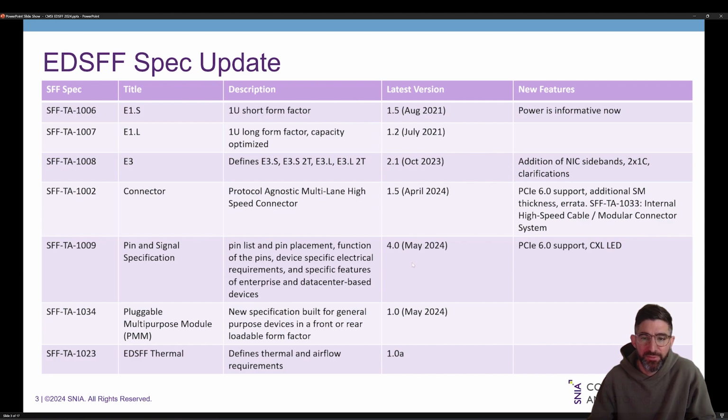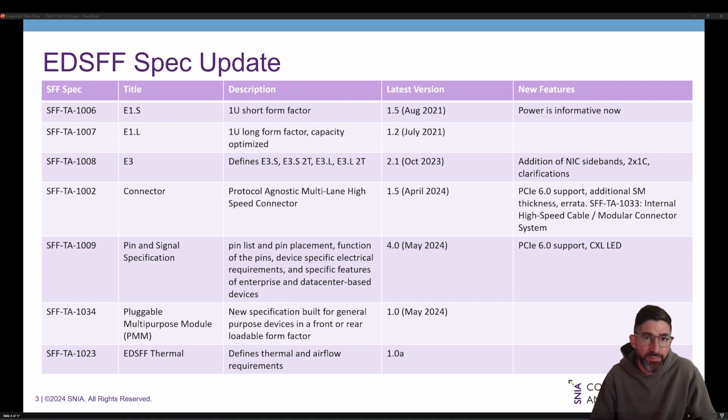The pin and signal spec has been updated to 4.0 to officially support PCIe Gen 6 and CXL LEDs. This is the pin list and placement for PCIe and CXL that basically just says where they all go as you're building one of these EDSFF SSDs: what does the pinout look like as far as PCIe signaling on the connector? The next is the SNIA SFF-TA-1034, which is the pluggable multi-purpose module.